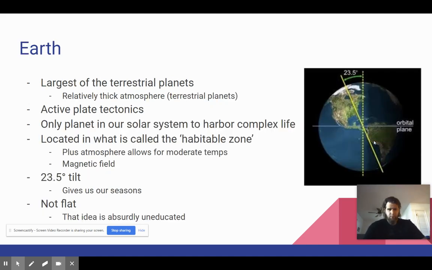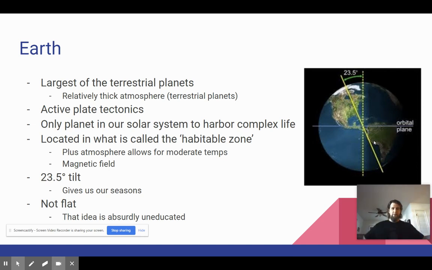Hopefully not. All right, so we come to Earth. Earth is the largest of the terrestrial planets. We have a relatively thick atmosphere compared with the rest of the terrestrial planets. We are unique in that we have active plate tectonics. We will get into plate tectonics in a couple of weeks, but essentially that means that we have motion on the surface of our planet. These lithospheric plates constantly move around. And so we are the only planet in our solar system that harbors complex life.